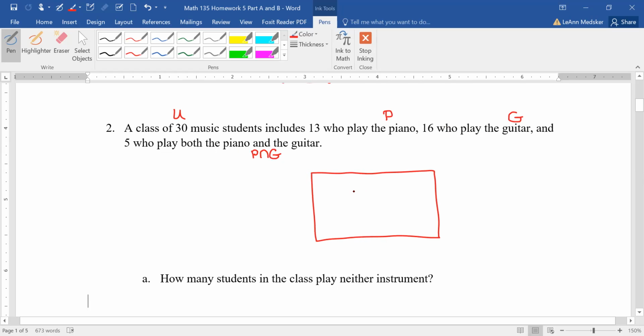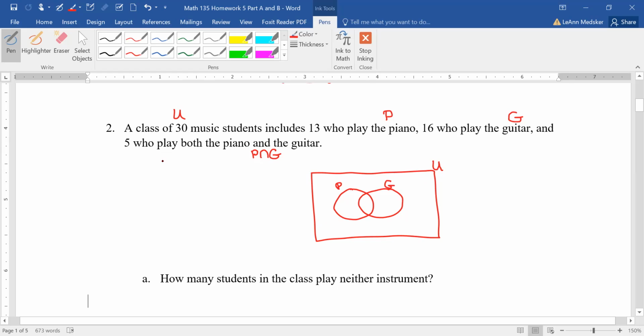Sometimes you can do them in your head, but especially when you get 3 sets, it gets a little more complicated. So we have P, we have G. The entire box represents the universe. Sometimes they'll write that in here, and I think that's a little misleading, because people will think that's just the outer part, but this entire rectangle and the circles contained inside of it is our universe. And then our intersection is this portion in the middle, where the 2 circles P and G overlap.